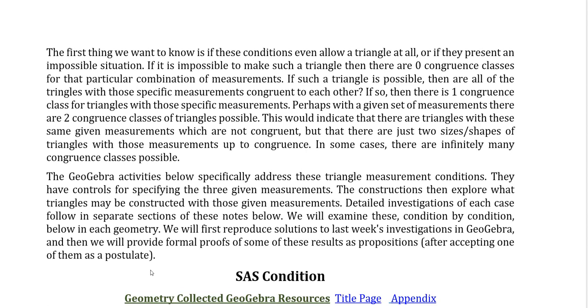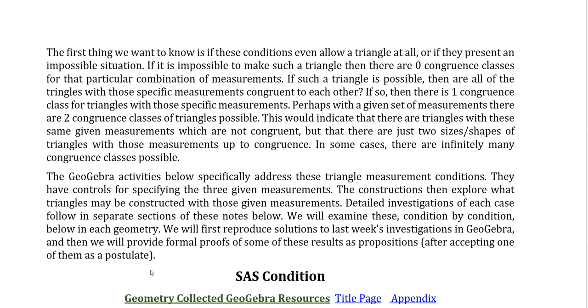So the first thing we want to know is if these conditions even allow a triangle at all, or if they present an impossible situation. If it's impossible to make such a triangle, then there are 0 congruence classes possible for that particular combination of measurements. If such a triangle is possible, then are all the triangles with those specific measurements congruent to each other? If so, there's just one congruence class possible for those specific measurements. Perhaps for a given set of measurements, there might be 2 or 3 or more, or maybe even infinitely many. And so we could identify that.